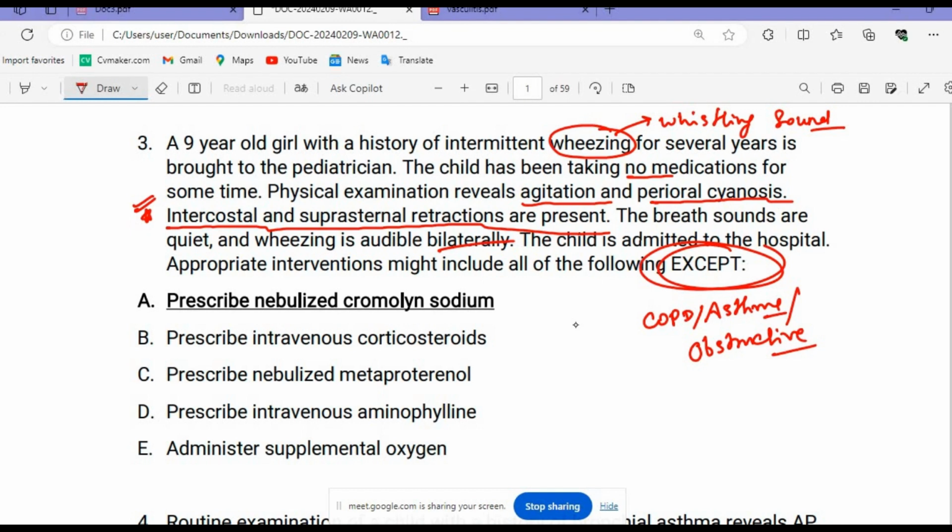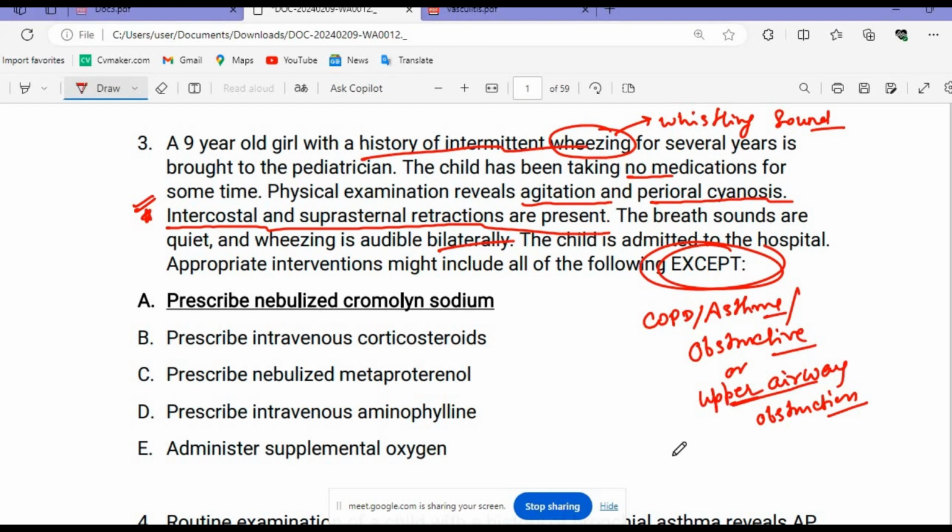So the patient will have a history of intermittent wheezing, like a high-pitched whistling sound. This type of sound will be here. So there can be COPD, asthma or obstructive disorders, or we can say upper airway obstruction. This is the important point here. See, there are little points, but very important. The upper airway obstruction means wheezing might be possible.